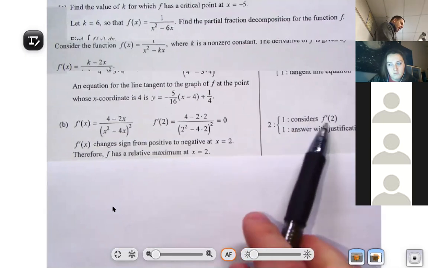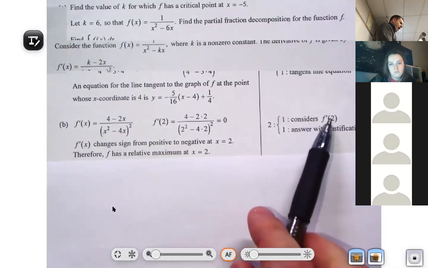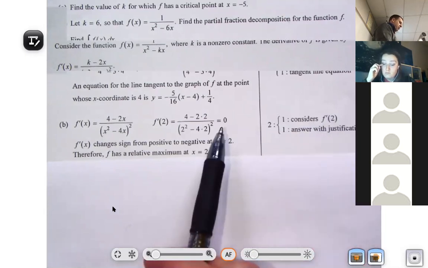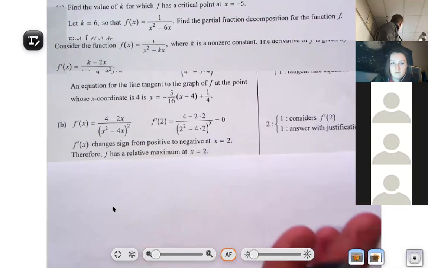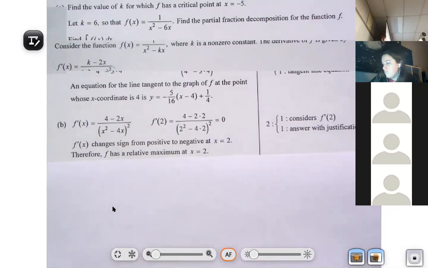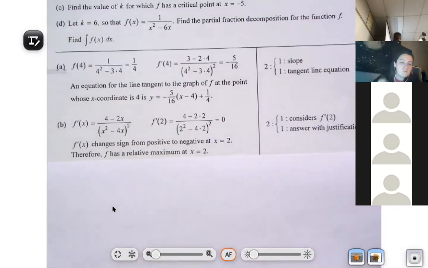It's saying consider f prime of 2. I wonder if you have to show f prime of 2 equals 0 to even have a chance. I bet you do. If you're verifying that something is a relative max or min, I bet you do have to show that f prime of 2 is 0 for part of the verification. Interesting.